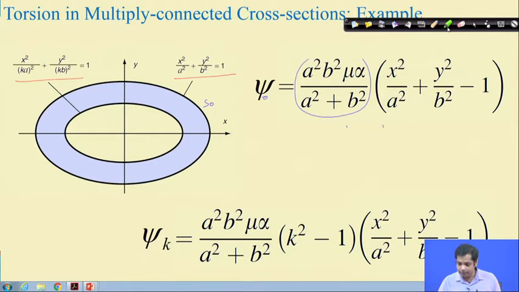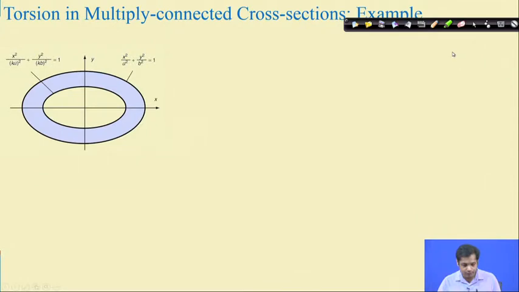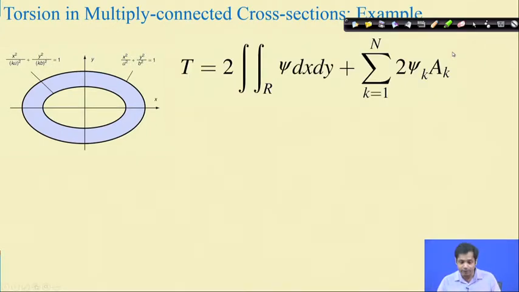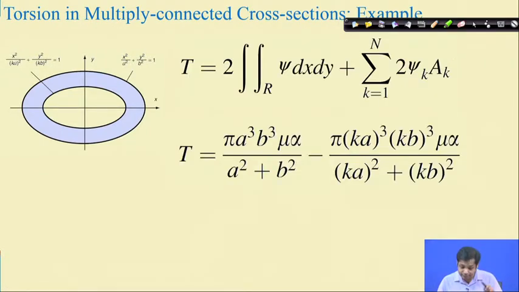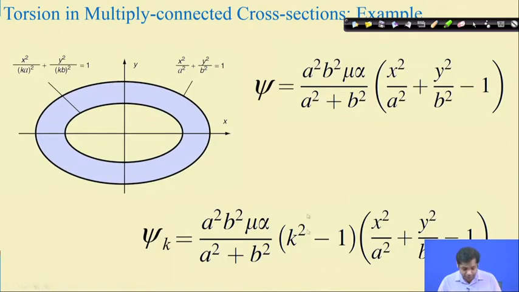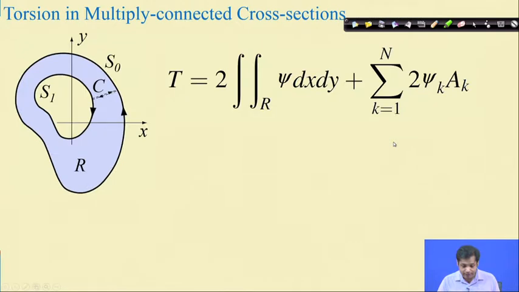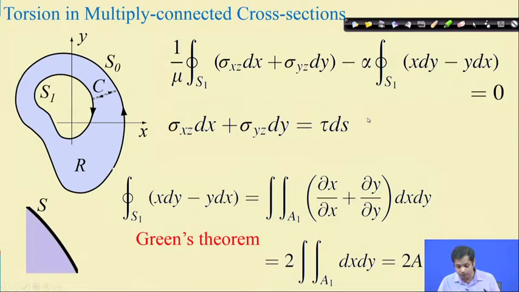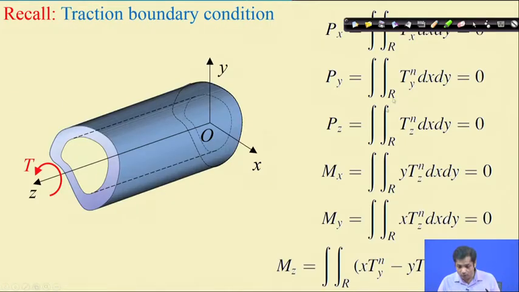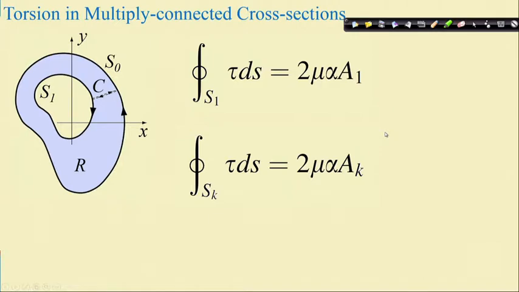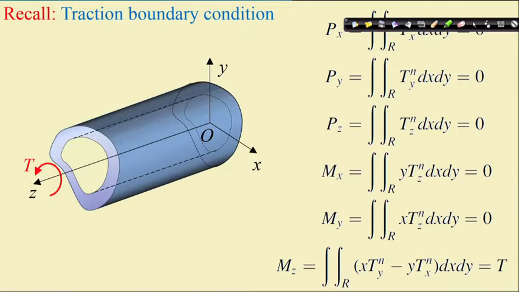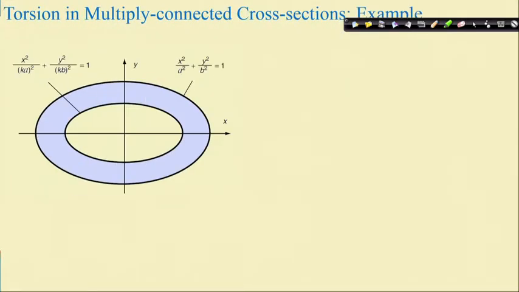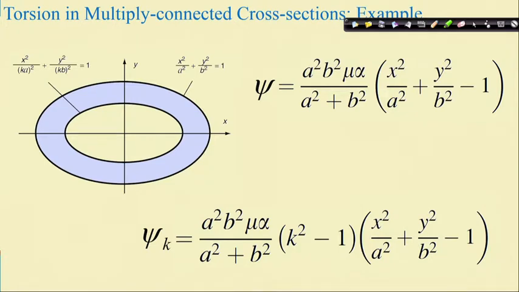Now, let us see what next. This is the condition that we have, and I leave it to you to check, if you take this as psi and psi k, whether these conditions are satisfied or not. You will check with all the boundary conditions, all the traction boundary conditions, and also these conditions, whether they are satisfied if you take psi and psi k in this form.